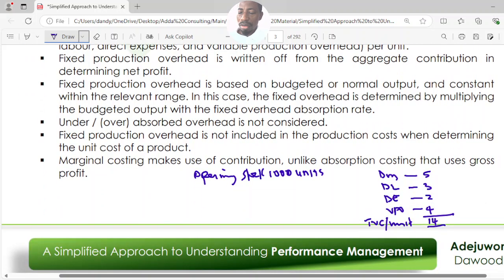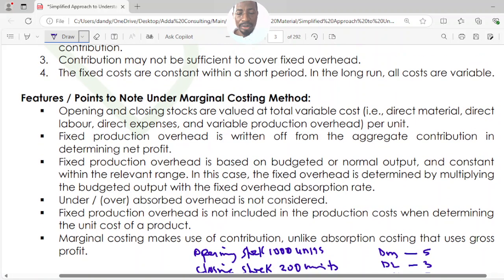So all you need to do is to add up direct material per unit, direct labor per unit, direct expenses per unit, and variable overhead per unit. Add them together. That will give you total variable cost per unit. Then you multiply with opening stock. If you want to do closing stock, after you have done your working for closing stock, say for example you have a closing stock of 200 units, all I need to do again to get the value of my closing stock is to multiply 200 units by 14 naira. So that's the point I'm trying to communicate there.